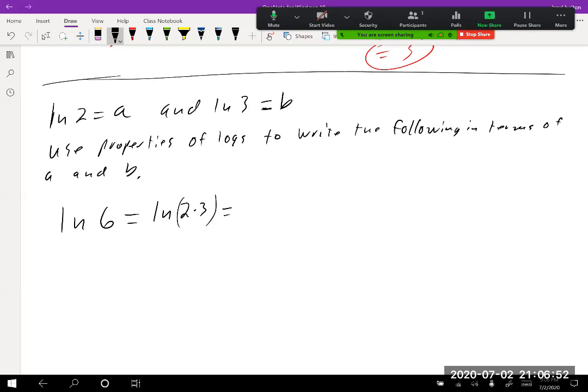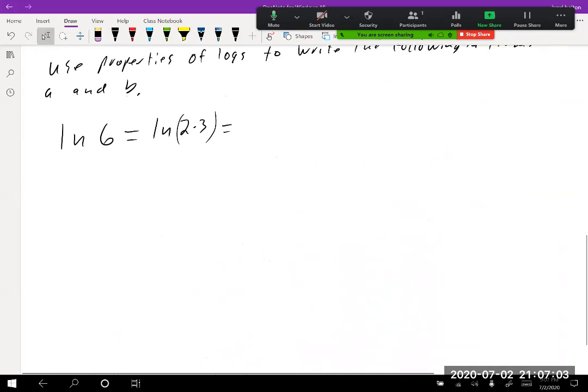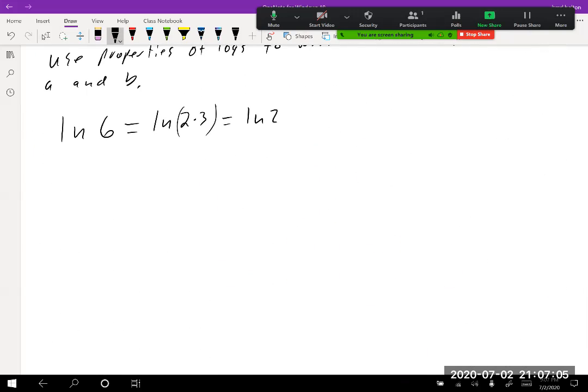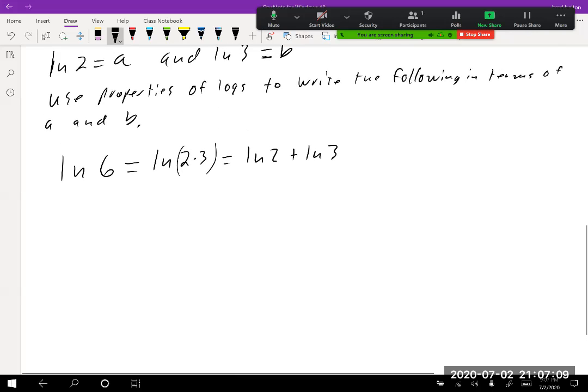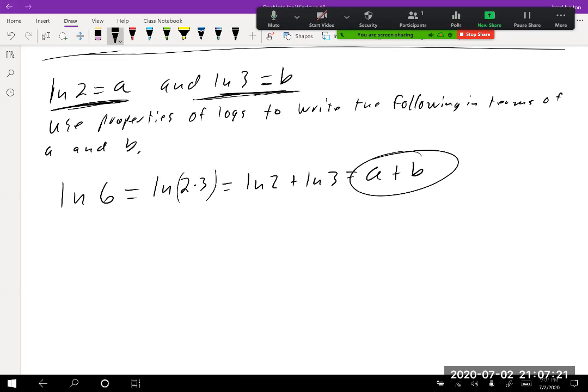But I am now multiplying my argument, so I can use this property way up here. I can use this guy right here, and I can use that guy to split this as the natural log of 2 plus the natural log of 3. However, it says that the natural log of 2 is worth A and the natural log of 3 is worth B. So this just becomes A plus B. And that's it. You're done.